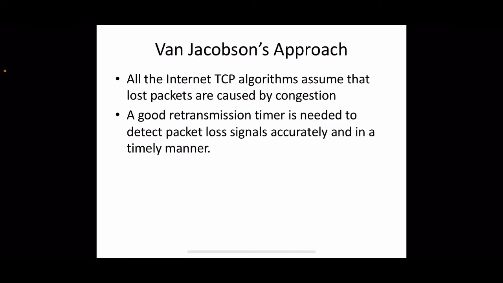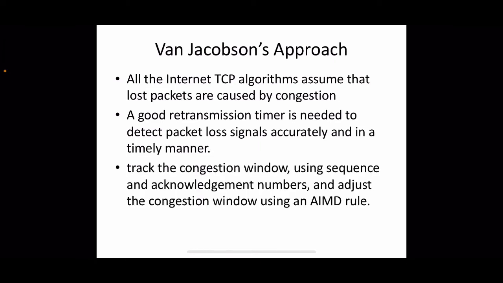So definitely a timer should be set up. Then only we can understand the packet loss, right? And the timer value should be properly adjusted. Within that timer expiry time, if no acknowledgement is received by the sender, that means there is packet loss, and that is a clear signal for congestion. And track the congestion window using sequence and acknowledgement numbers, and adjust the congestion window using the AIMD rule. So initially we will set the congestion window, and using the AIMD rule we will adjust it, either increasing depending on the network capacity and receiver capacity, or decreasing based on the congestion signals. We will see how it is done actually.